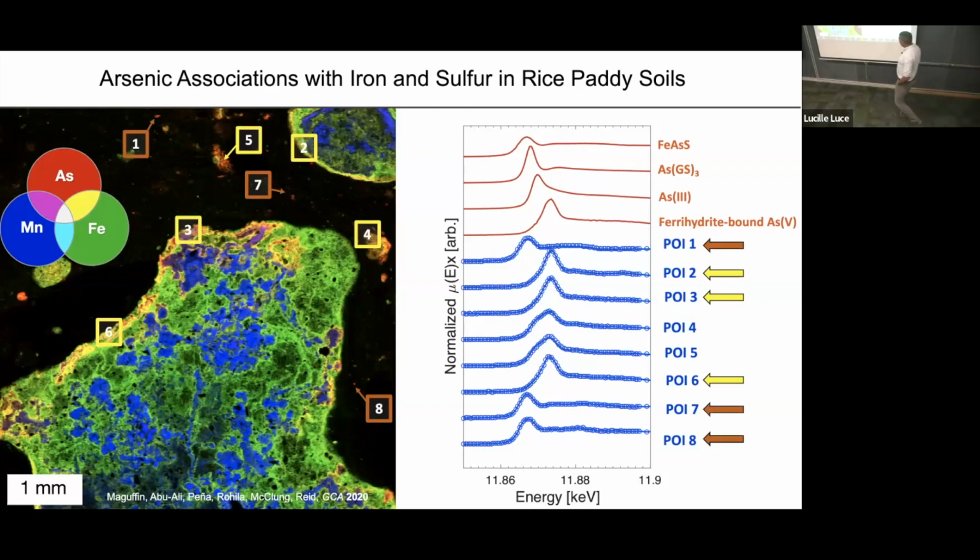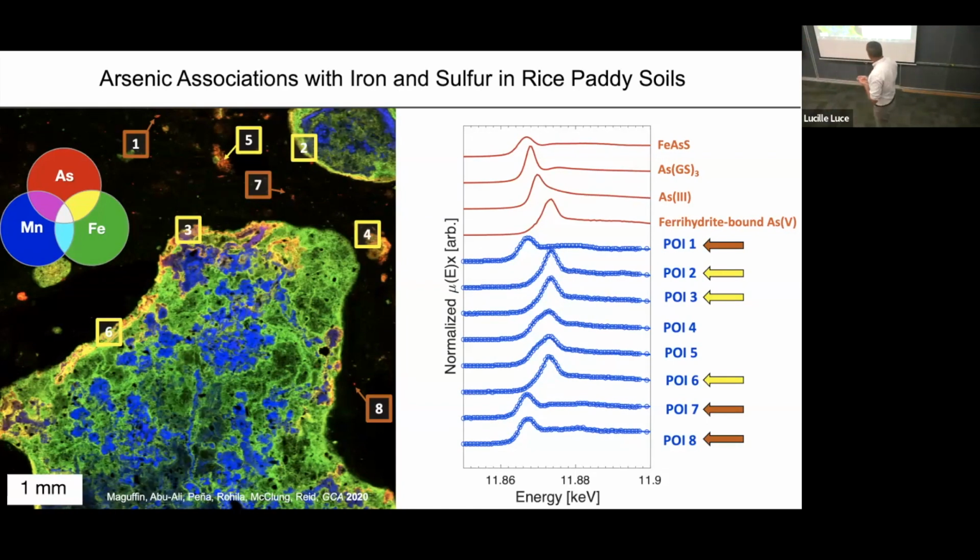You'll also see in some cases these really small red dots, super hot for arsenic, but not associated with iron or manganese. A lot of these have a spectrum similar to arsenopyrite, an iron arsenic sulfide mineral, and that's because arsenic also has a high affinity for sulfur.